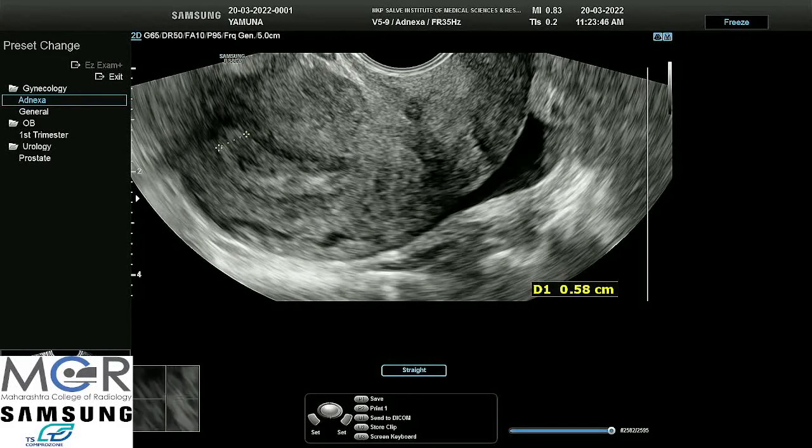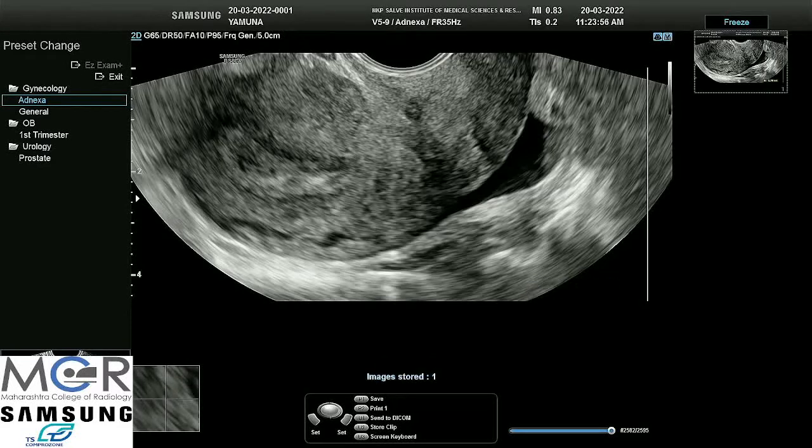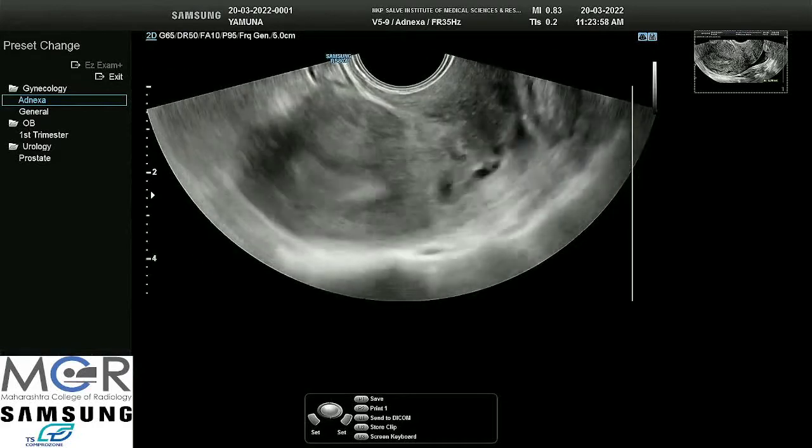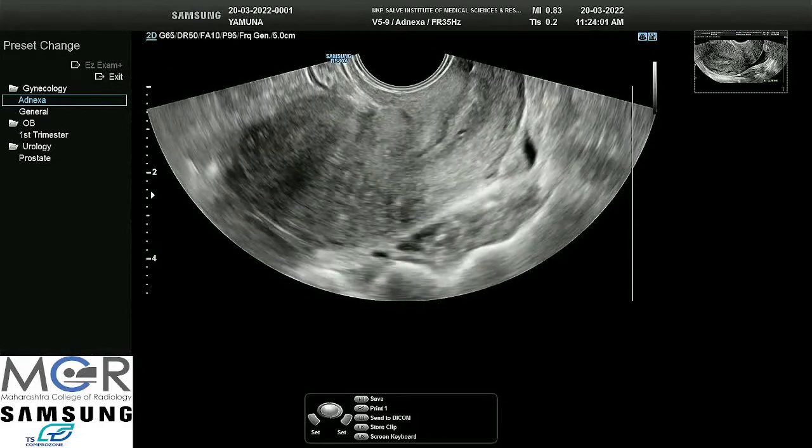At the fundus, we have to go exactly vertical a little. This is it. So it is around 8 mm. So 15th day, 8 mm, yes, it is corresponding. So it's good.